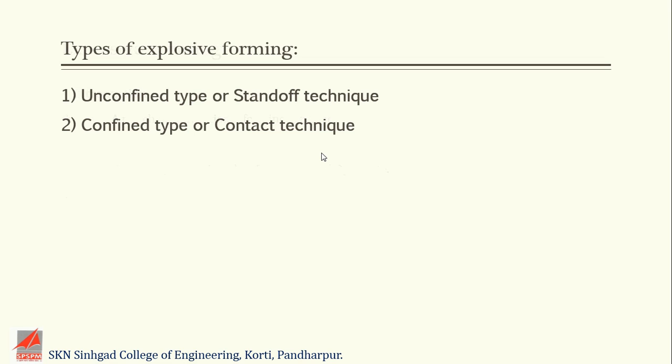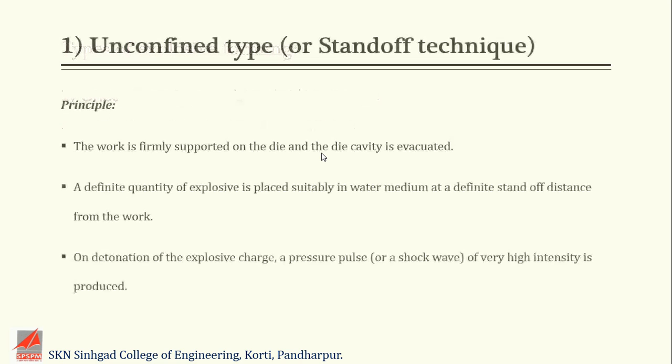Now there are two types of explosive forming process, that is unconfined type or stand-off technique, and second is confined type or contact technique. One by one we will see this. First is unconfined type or stand-off technique. The work is firmly supported on the die and the die cavity is evacuated.